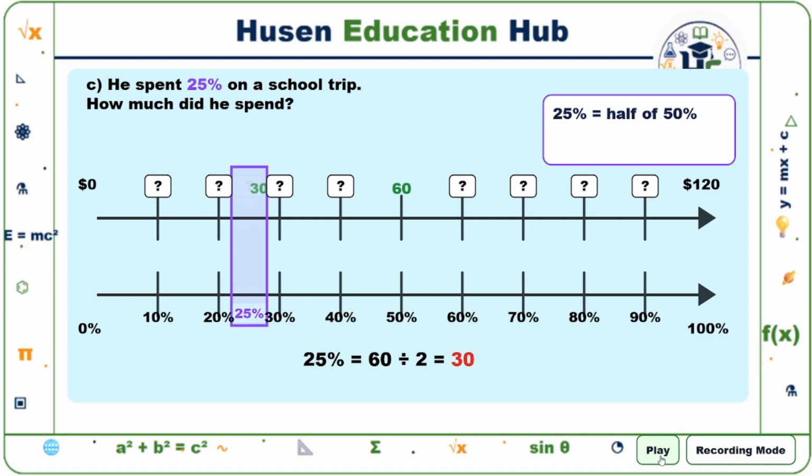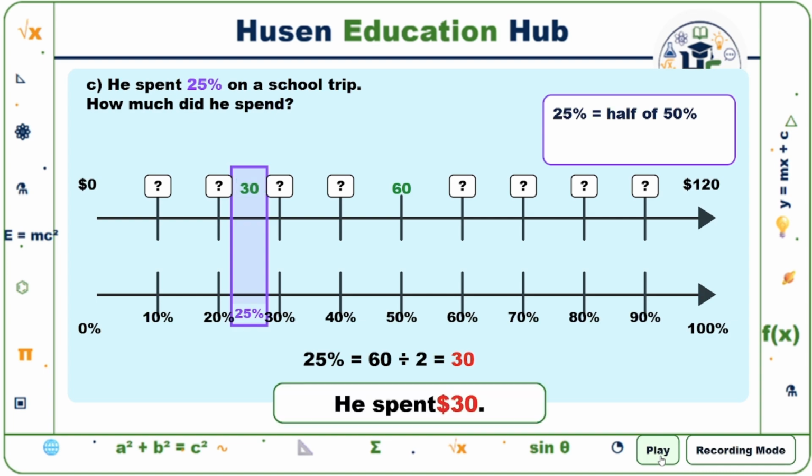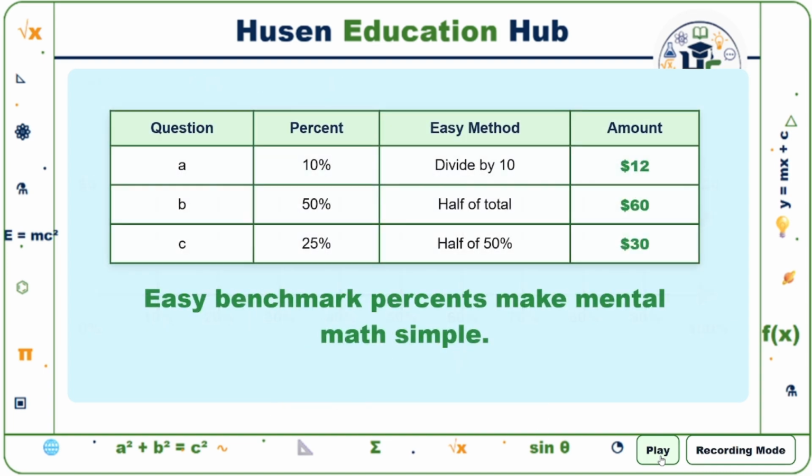Let's review. 10% is $12. 50% is $60. 25% is $30. I hope you enjoyed this lesson.